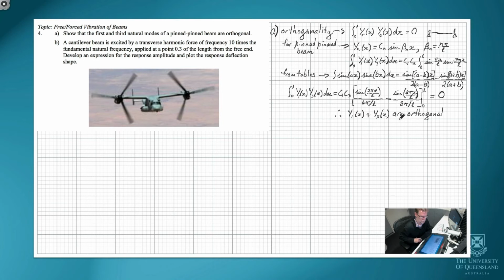Which brings us to the next part of this problem, part B, where we're now looking at a cantilevered beam represented by a wing of an aircraft, and it's excited by a transverse harmonic force of frequency 10 times the fundamental natural frequency. So this could be due to an aircraft engine. A slight imbalance in it will always give some excitation. In this case, we're applying it at a point 0.3 of the length from the free end.